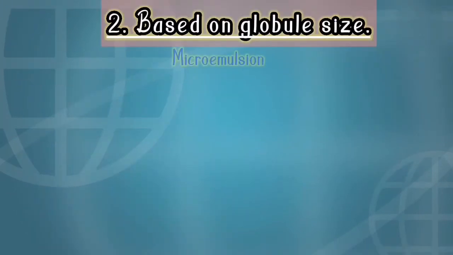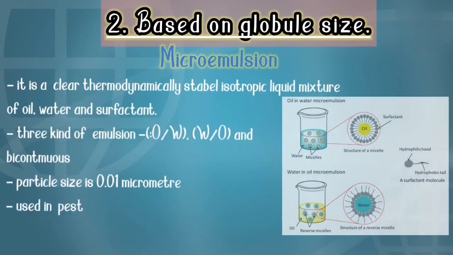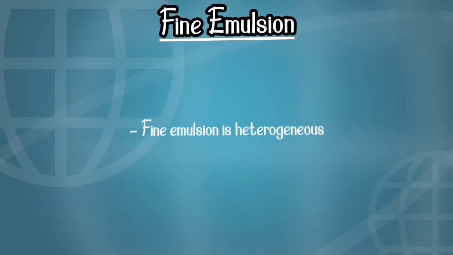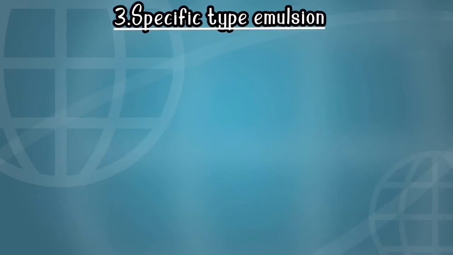Then second is based on globule size. It is further categorized into two types, that is microemulsion and fine emulsion. Microemulsion is a clear, thermodynamically stable isotropic liquid mixture of oil, water and surfactant. Particle size of microemulsion is 0.01 micrometer. It is used in pesticide formulation and dry cleaning. Then the second one is fine emulsion. Fine emulsion is a heterogeneous system consisting of two immiscible liquids in which droplet size is 0.25 to 25 micrometer.